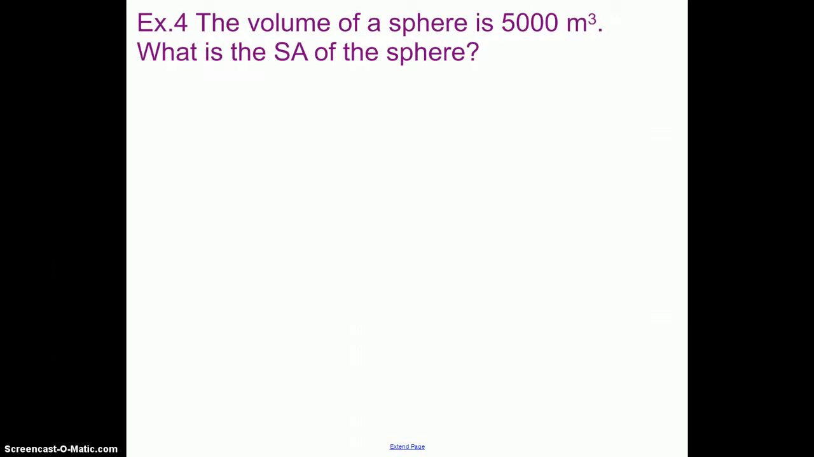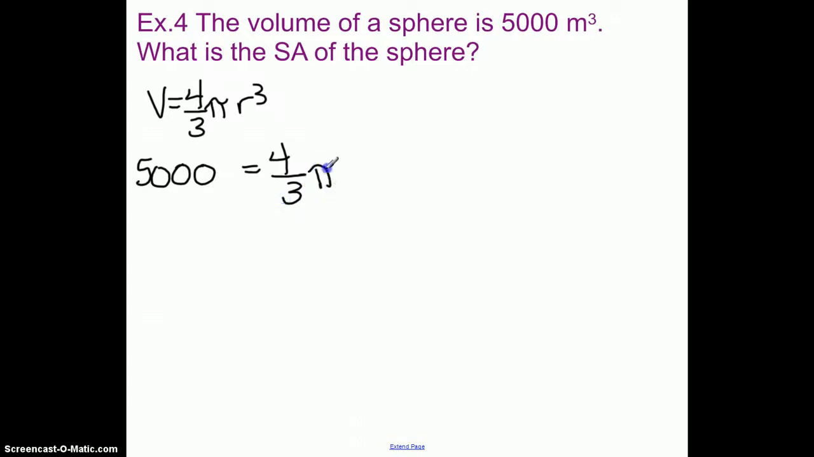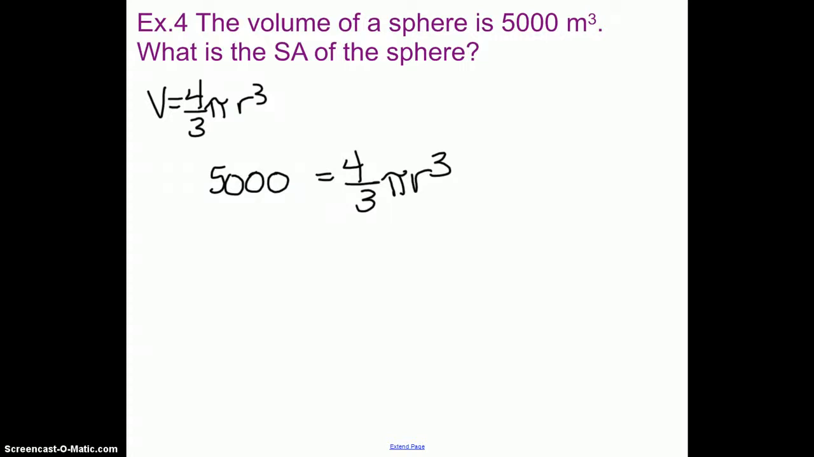What is the volume of a sphere is 5,000 meters cubed. What is the surface area? So originally they're starting out by talking about volume. And they say your volume is 5,000. Now this is going to be a problem like we did with that one that gave us the circumference. We're actually going to have to work backwards a little bit. If I can get my radius by itself and solve for it, then I can actually plug it in.